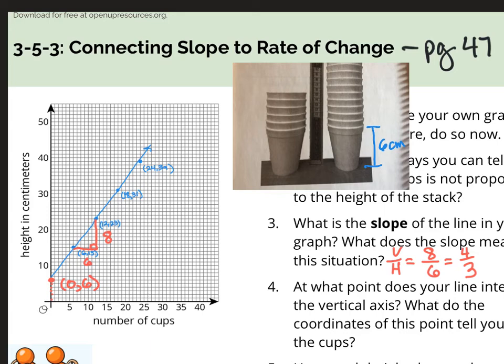What does this graph actually show? It's showing that we only add this tiny little lip every time that we are adding a cup. We have this cup, but we're not looking at that 6 centimeters part. We're actually just looking at how much more it will add onto it. So that's what the 0, 6 actually represents.